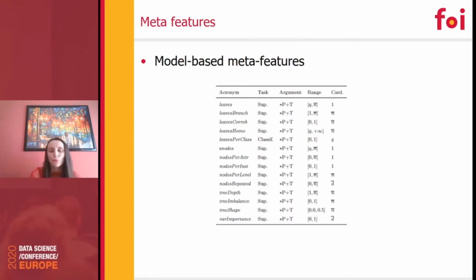The next group of meta features are model-based meta features, and those meta features are extracted from a model induced using the training data, and they're often based on the properties of decision trees. As you can see by the names of features, those are number of leaves, the number of branches, nodes per attribute, nodes per level, depth of the tree, and imbalance. So they're often based on decision trees.